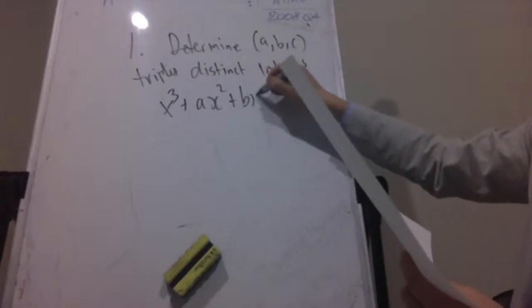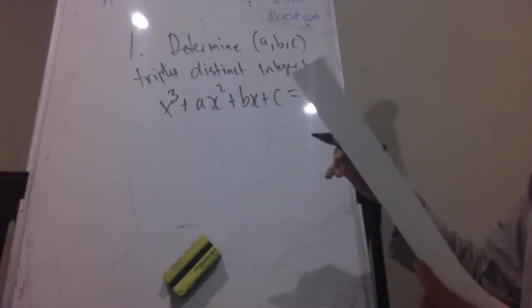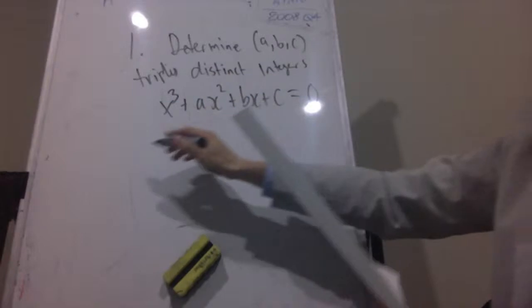Ax squared plus bx plus c equals 0. That's the first question.